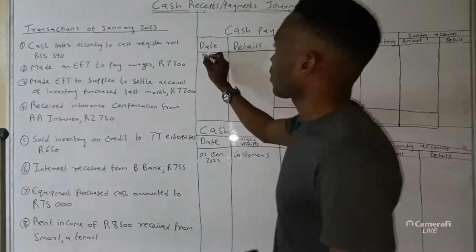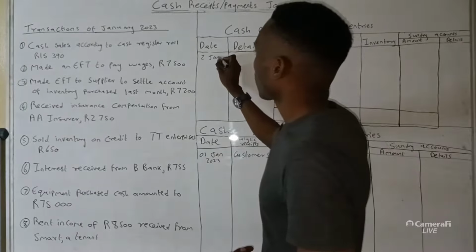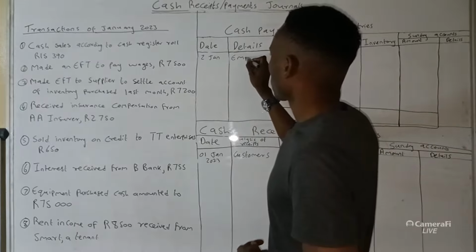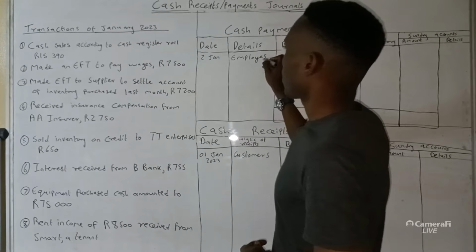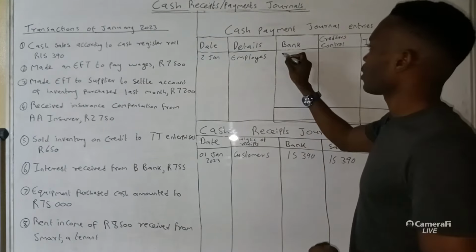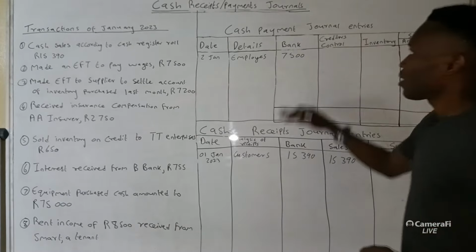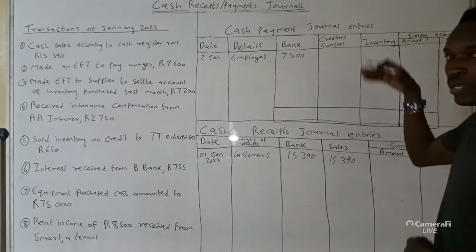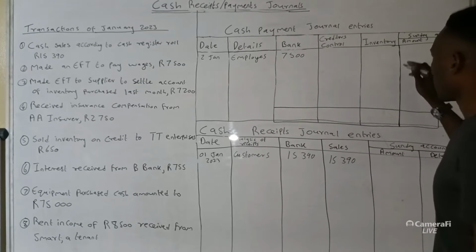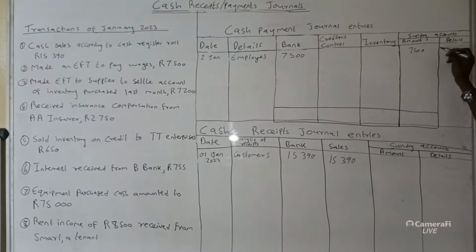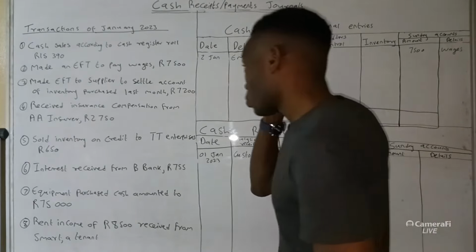Okay, it's 2nd of January. We pay employees, of course, and the amount that we pay employees is 7,500. Okay, is it creditors control or inventory? No, which means that we have to go to the sundry account and record 7,500 and indicate that this is the amount for wages. Simple as that. All right, let's go to number 3.